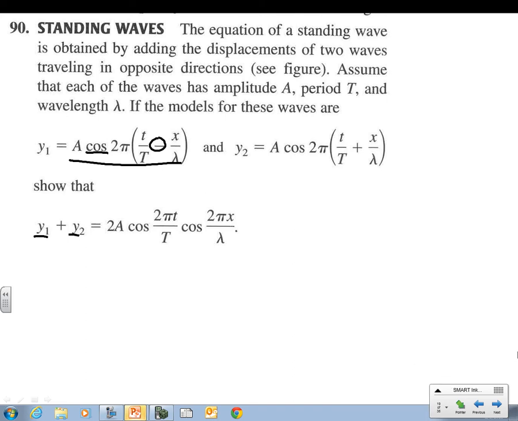We'll say y1 is a, put a big bracket because it kind of gets long here, cosine of 2 pi t over big T, and then it becomes cosine again of the second part. And since it's a cosine formula, if it's a minus, originally we turn it into a minus with the signs.